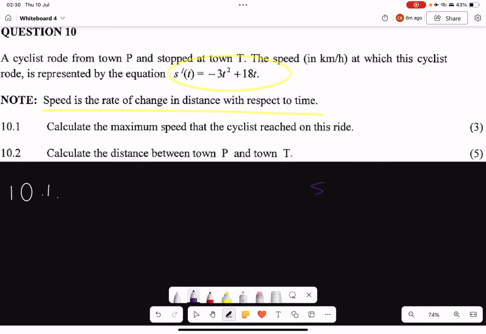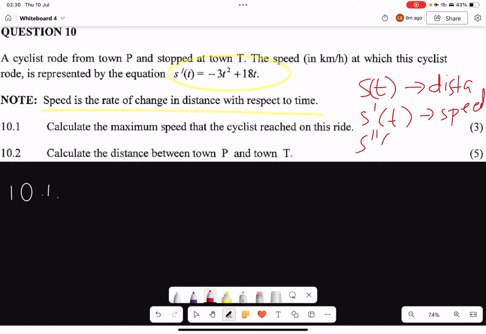Let me just write it down here first before we start. s at t will be distance. s prime t will be speed. s double prime t would be acceleration. Those are the most important things you need to know. The derivative of displacement is velocity. Sometimes for distance we're going to say displacement, for speed we're going to say velocity, but acceleration will just remain acceleration.